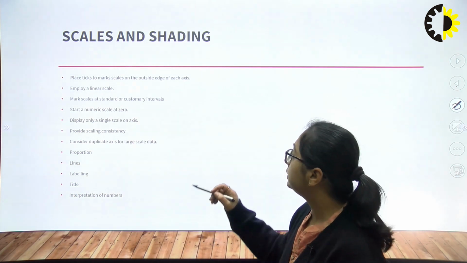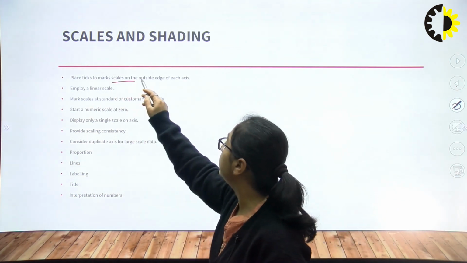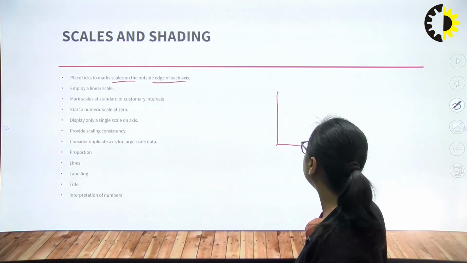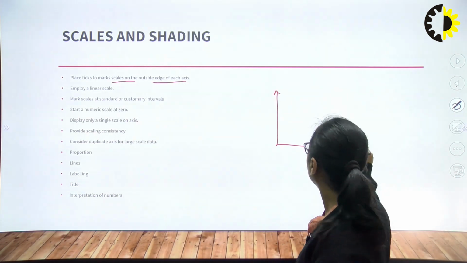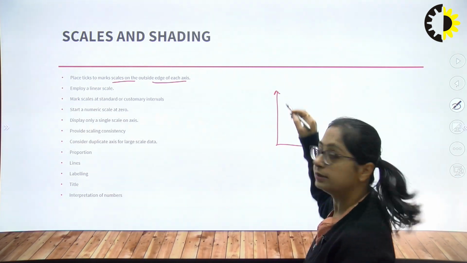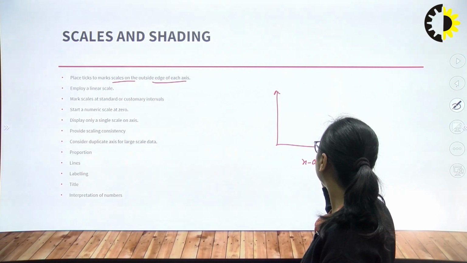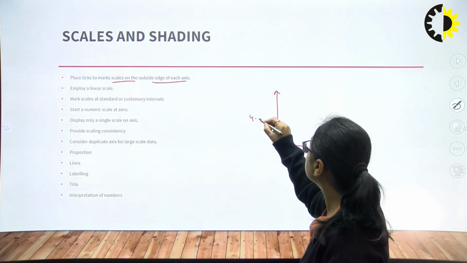Place ticks to mark scales on the outside edge of the axis. Suppose we have to draw a line graph. We have to put these ticks to represent the axis. So this is the x axis and this is the y axis.